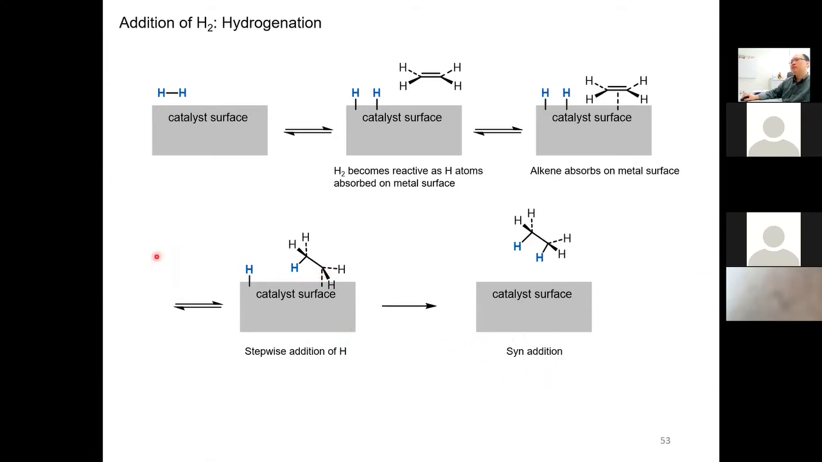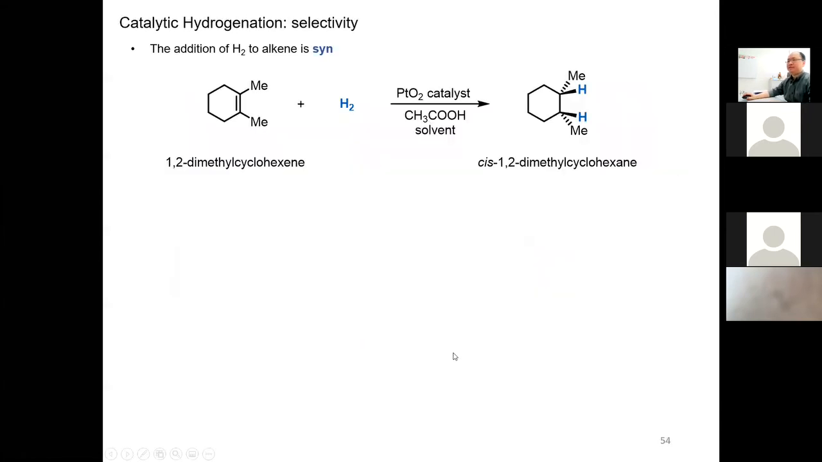Although this mechanism is just for your interest and does not require you to understand the detail of it, you need to memorize that hydrogenation is a syn addition. You can see the hydrogen under the platinum catalyst is added into the 1,2-dimethylcyclohexane, and the two hydrogens will be on the same side. It's not anti, it's a syn addition, and the product is cis-1,2-dimethylcyclohexane.